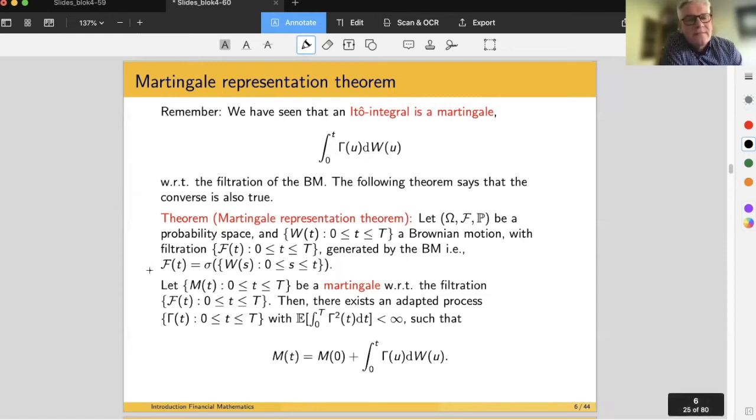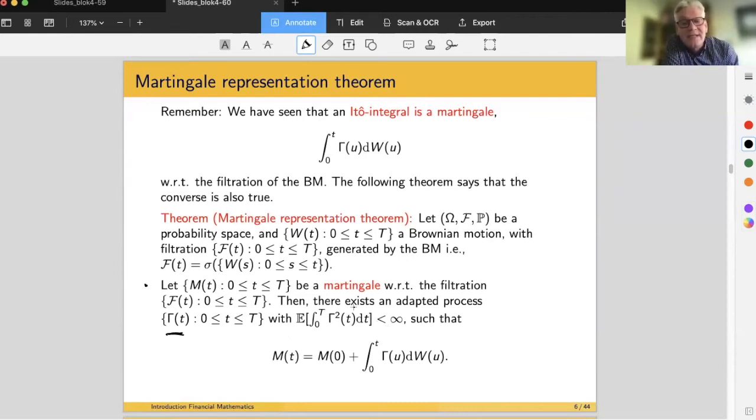Now let M_t be a Martingale, again, little t between 0 and capital T, with respect to that filtration F_t. Then there exists an adapted process, gamma_t, again, little t between 0 and capital T, with the requirement that the integrals exist. So remember the requirement: the expected value of the integral from 0 to T of gamma_t squared dt is finite, exists.